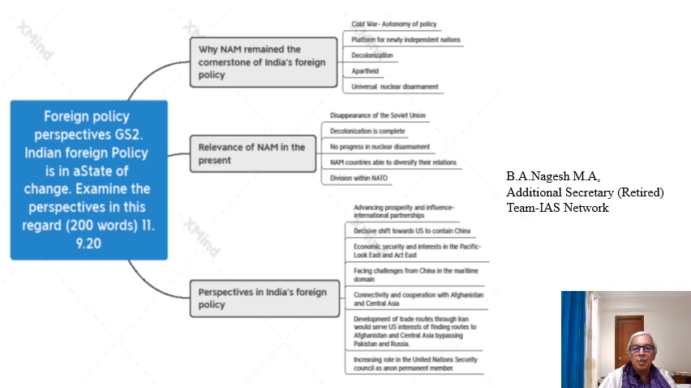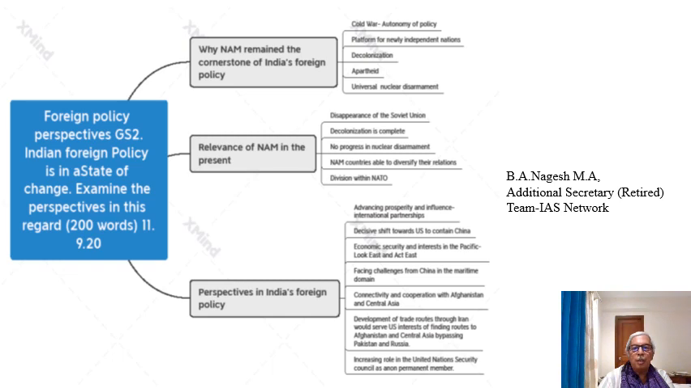So many countries are questioning the relevance of NAM in the present. Again, we take the policy of nuclear disarmament. No progress has been made as far as nuclear disarmament is concerned. It is a non-starter. Now, countries which adopted the policy of non-alignment are able to diversify their relations. They can get the countries of their choice. So whether the policy of non-alignment will actually be relevant in the present scenario? Then you take NATO, a powerful military bloc, which is seeing serious divisions in its ranks.